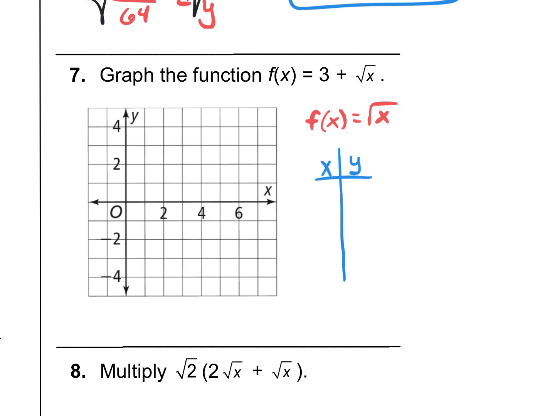Where do parent functions always start on a graph? They always start at 0. Okay. If I plug in 0 to this function, well, what's the square root of 0? 0. Okay, so we have a point at 0, 0. Now we need some other values here. How do I determine what values I'm going to use?